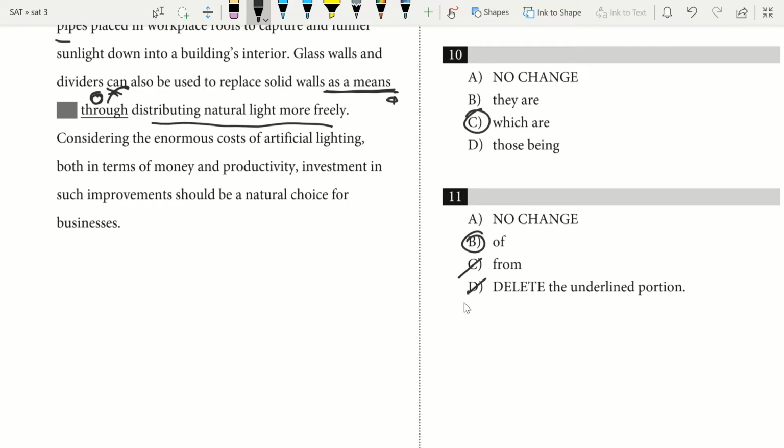We have B there. If we think about it, that makes sense, right? Because we need a means of distributing it. Not a means through distributing the natural light, but a means of distributing it, like a way to distribute it, right? So our answer there is going to be B.